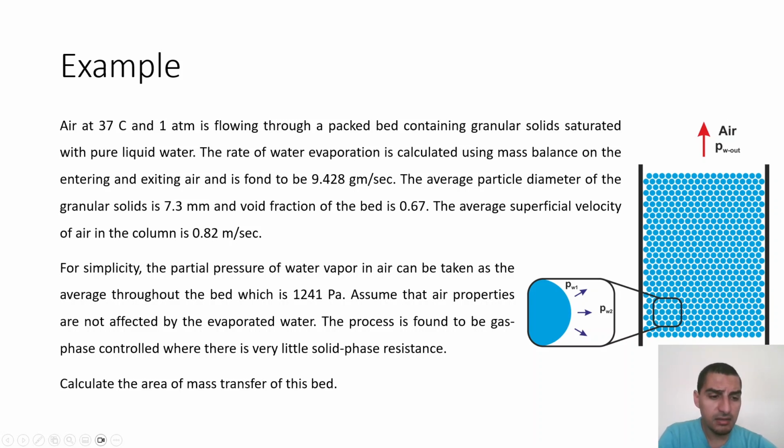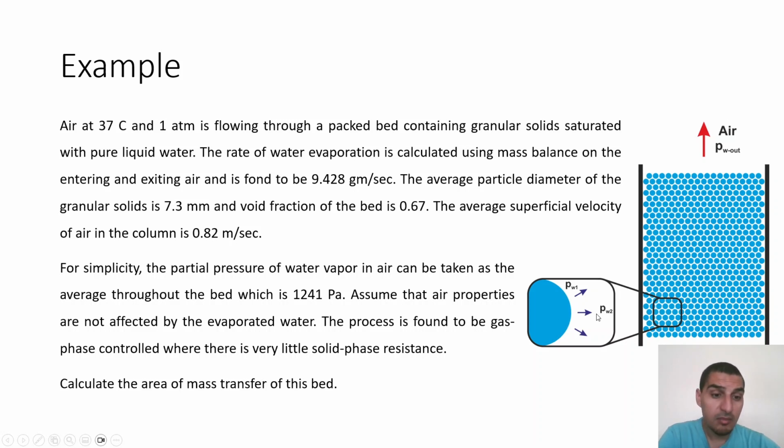So we have here air. Let's say this air is, we don't know the amount or partial pressure of water in this air, but let's say this air is pure air, so there is no water here. As this air goes inside the column or passes through the column, the water evaporates from the granular solids. So as you go up, the partial pressure of water in the air increases. It starts here with 0 and then it keeps increasing until it reaches its maximum value before it gets out of the column.